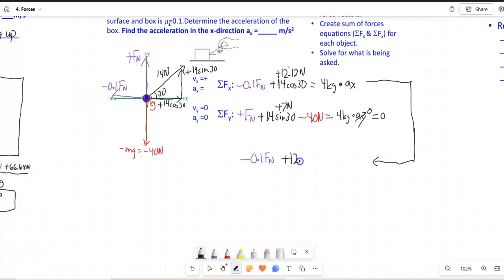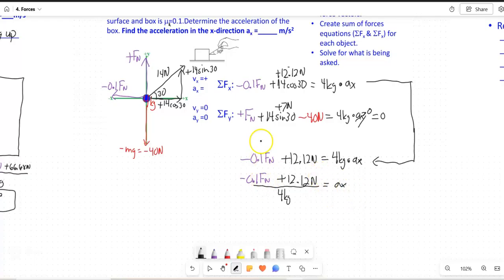Plus 12.12 newtons, and that's going to be equal to 4 kilograms times the acceleration. By solving for what you're supposed to solve for, that'll tell you what variables you need to figure out. So we're going to divide both sides by 4 kilograms, giving us the acceleration in the x direction, and this is going to be negative 0.1 times the normal force, plus 12.12 newtons. So just like always, we need to find the acceleration.